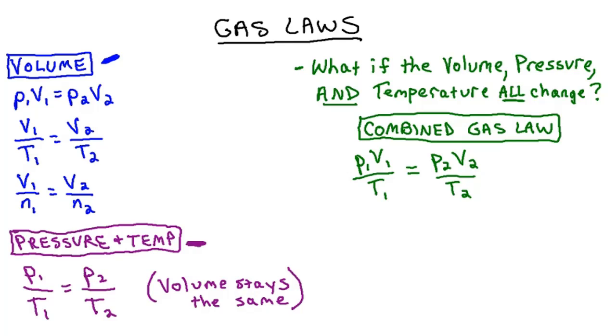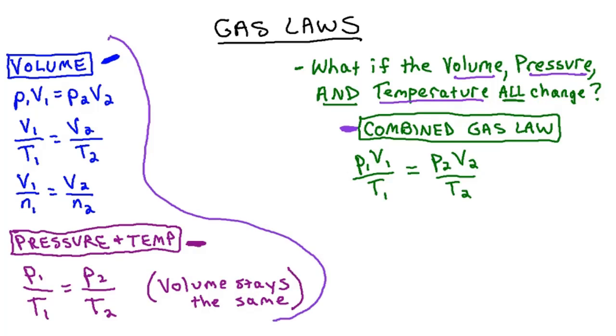But what if we have a problem where the volume, the pressure, and the temperature all change? What if we have all these moving parts and they're all changing? Well, that's where the combined gas law comes in, where we've combined all of these gas laws on the left into one mathematical formula that takes into consideration if the pressure and the volume and the temperature all change.